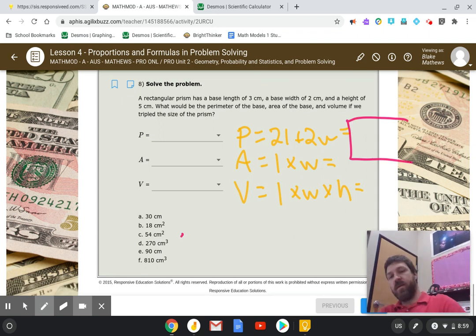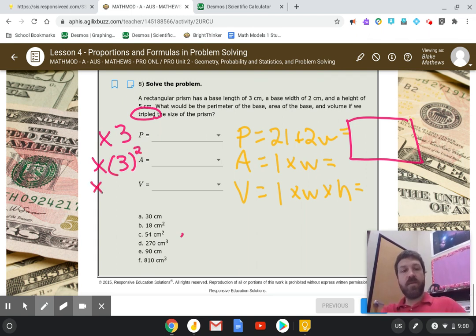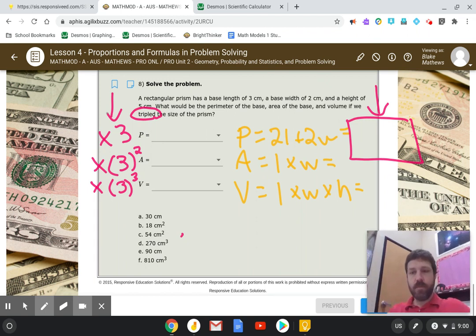Once you get that answer, you see here that it's been tripled. So the perimeter is going to be tripled. The area is going to be tripled squared, and the volume is going to be tripled to the third. So you need to multiply your answers from here times each of these numbers. For the perimeter, multiply it times 3. For the area, multiply times 3 squared, and for the volume, multiply times 3 to the third power. And that should be it.